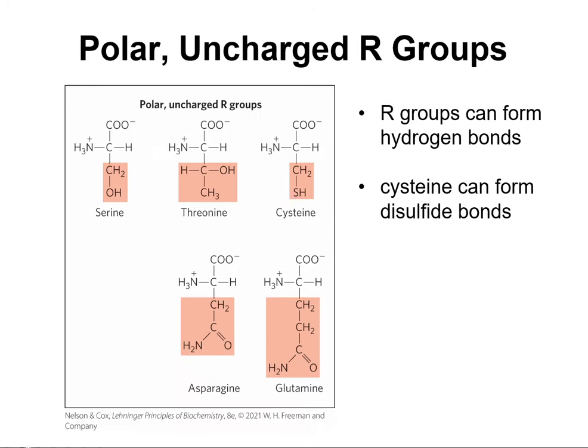Then we've got the polar uncharged R groups. So they can form hydrogen bonds. Cysteine is special because it can form disulfide bonds. So it will make bonds with other cysteine residues and form these disulfide bonds, which you may also see termed disulfide bridges. And those are also very important for protein structure.